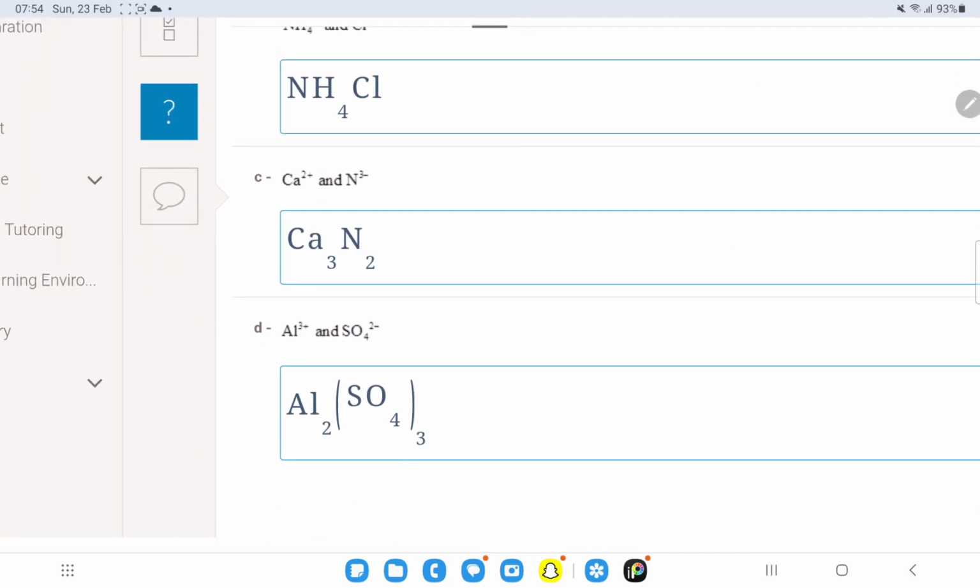Al3+ and SO4 2-. Again crisscross. You bring the 2 down for Al, Al2, and then for SO4 you bring the 3 down, so SO4 with 3. Now the 3 is for the whole ion, so we put brackets: Al2(SO4)3.